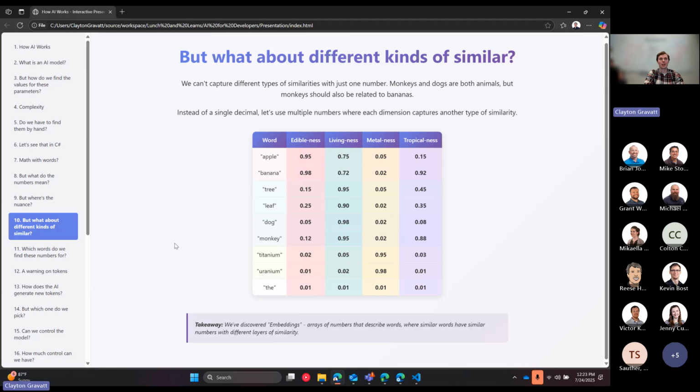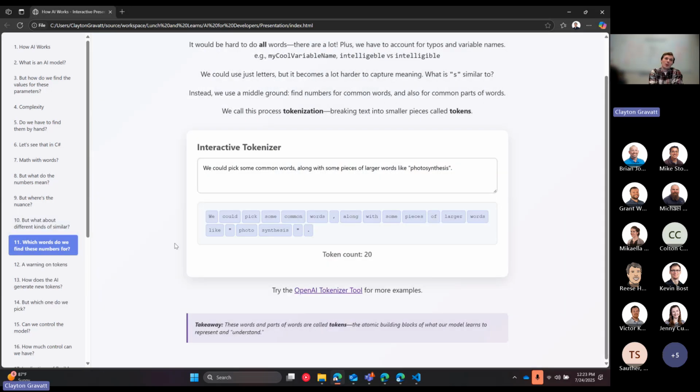Let's keep going though. So we're finding numbers for words. Which of these words do we find the numbers for? It'd be hard to do it for all words because there's a lot of different words and a lot of variations for them. And it'd be nice if our language model could account for things like typos and things like variable names, like my cool variable name. It's cool if somehow we could represent that and also be able to pick up on the difference between intelligible and unintelligible. Somehow it'd be nice if we could represent these as well.